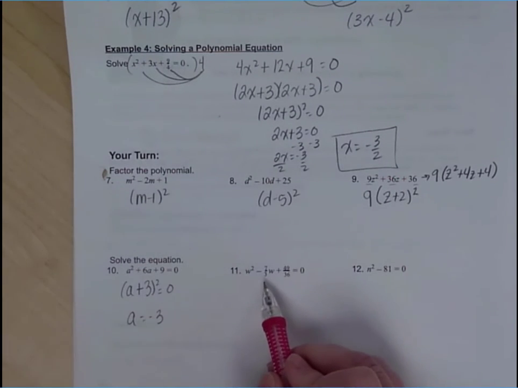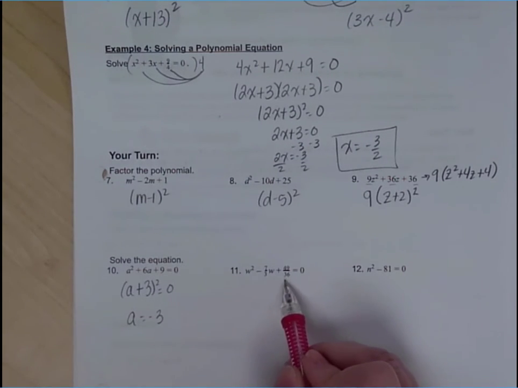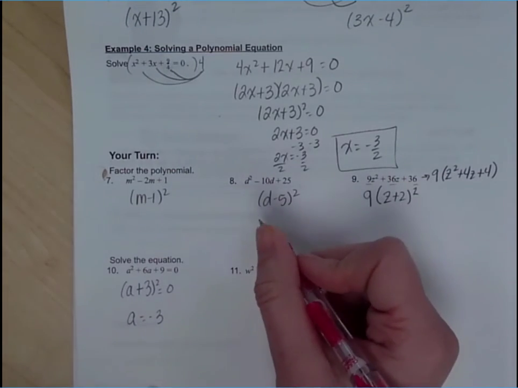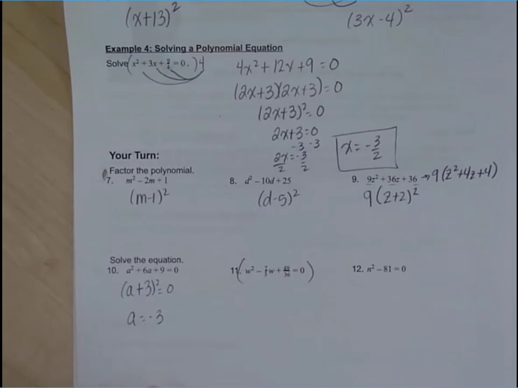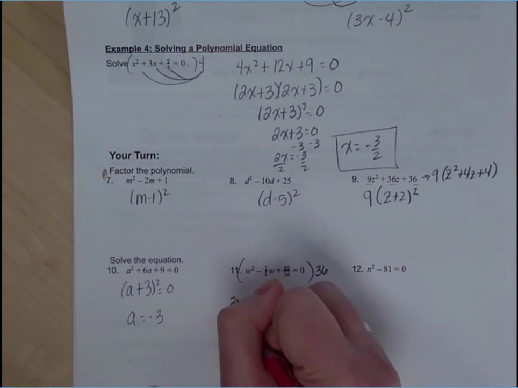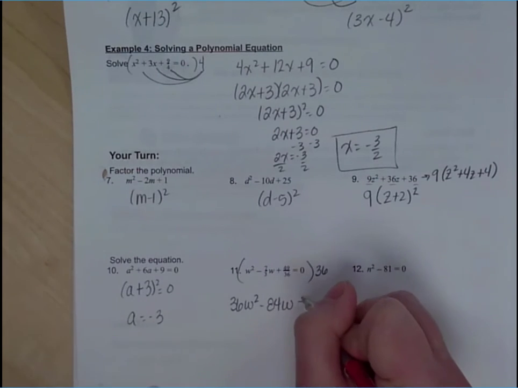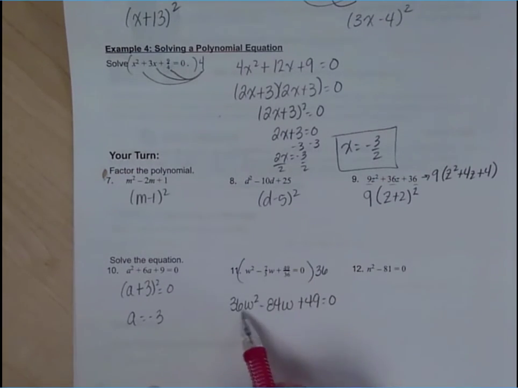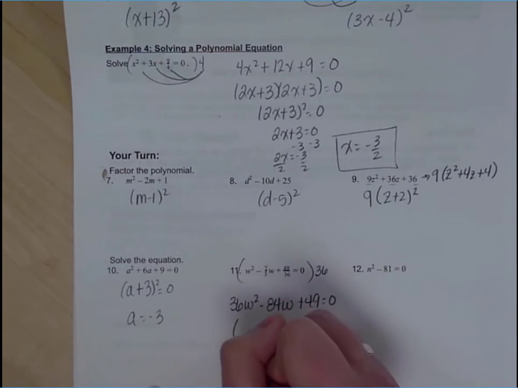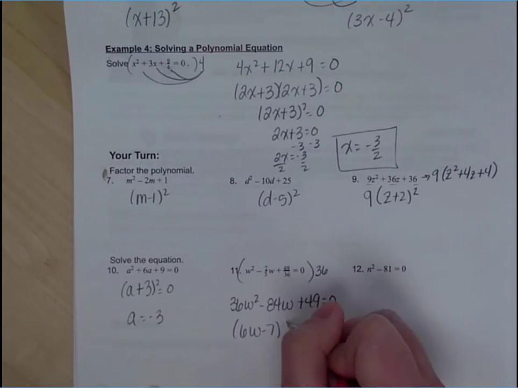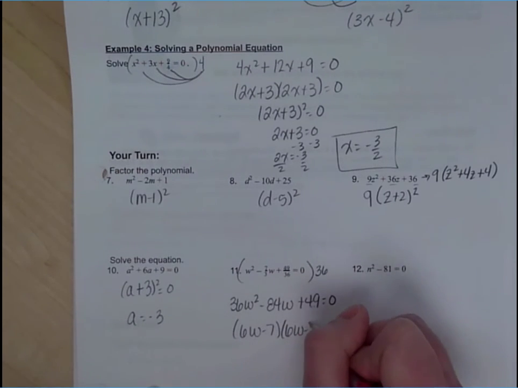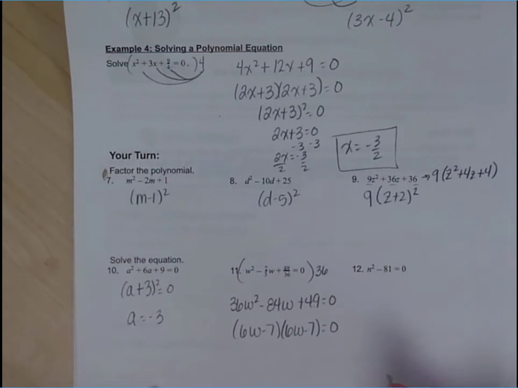Now here, if you notice, I have a denominator of 3 and a denominator of 36. So what I'm going to want to do here is go ahead and multiply that by 36 to get rid of my fraction. So I now have 36w squared minus 84w plus 49 equals 0. I've got perfect squares here. So I end up with 6w minus 7 times 6w minus 7 equals 0. So 6w minus 7 equals 0. So w equals 7/6.